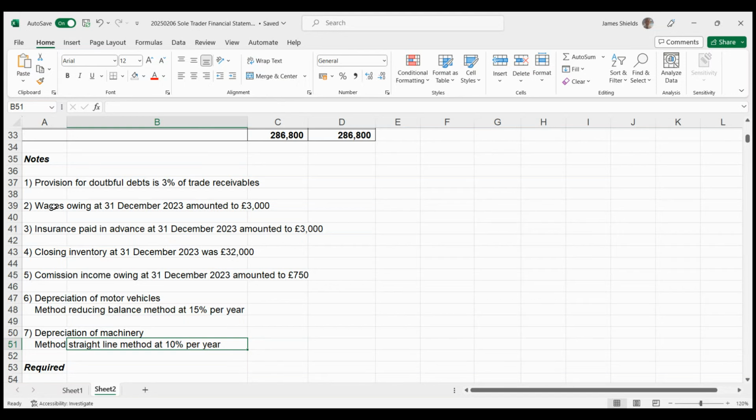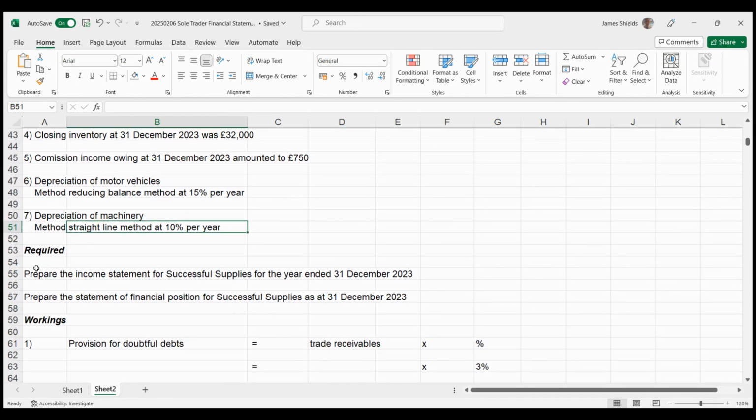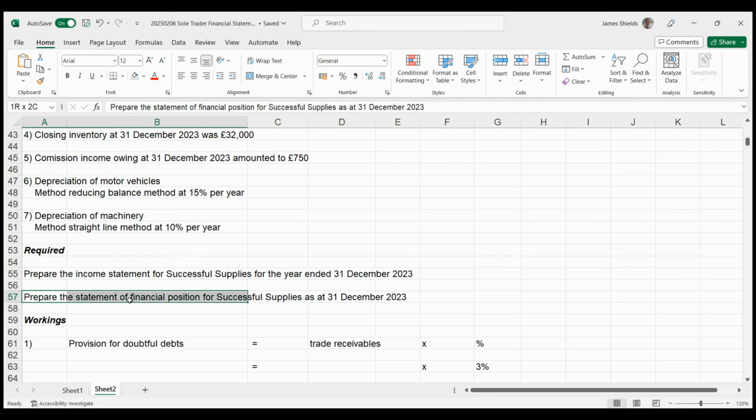Again, the charge for the year will be in the income statement and the cumulative depreciation will be in a statement of financial position. Right, let's see what we're going to do then. We're going to prepare the income statement for successful supplies for the year ended the 31st December 2023 and prepare the statement of financial position for successful supplies, again, as at the 31st December 2023.